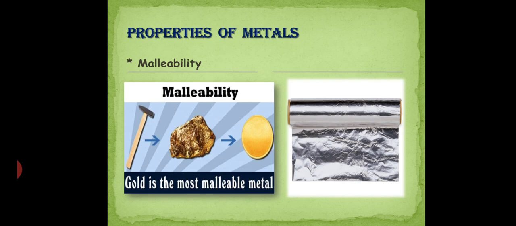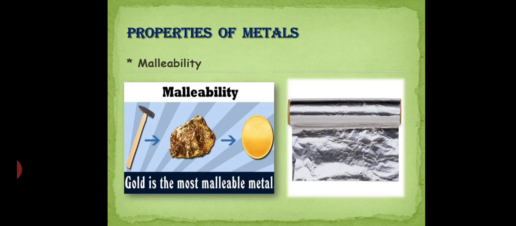The first property of metal is malleability. If we take any small piece of copper, aluminium wire or any other metal and hammer it repeatedly, we will observe that it turns into a sheet or becomes flat. Metals can be converted into sheets by hammering. This property of metal is called malleability.